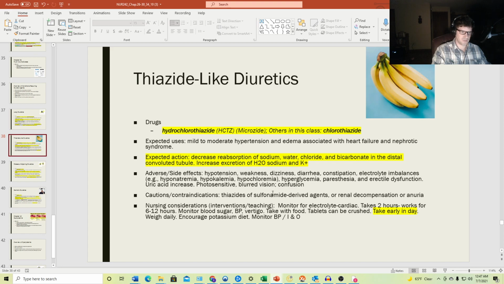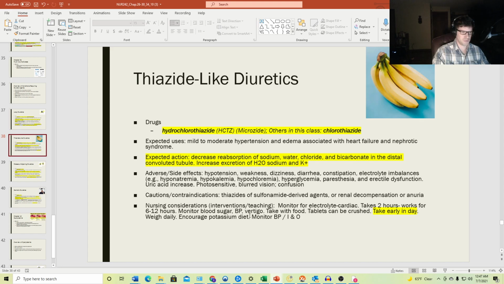Cautions, contraindications: thiazides and sulfonamide-derived agents, or renal decompensation or anuria. Okay. Nursing considerations: monitor electrolytes for cardiac reasons. So again, if we have too low of potassium, that's going to have implications on heart function. So that's important. It takes 2 hours to work and works for 6 to 12 hours.